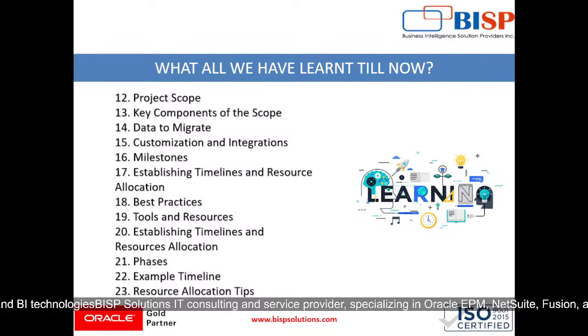In our previous sessions, we have discussed project scope also, where project scope outlines the boundaries, goals, deliverables, and limitations of the implementation project only. Then we learned about the key components of the scope. The objective is migrating data and operations from QuickBooks to NetSuite while ensuring minimal disruption. Then we have discussed data to migrate, customization and integrations, and milestones we will be achieving while preparing the FDD, which is the functional document preparation.